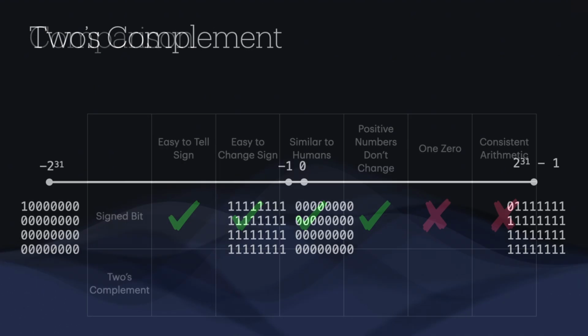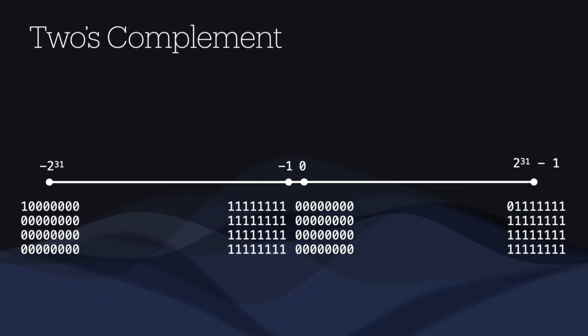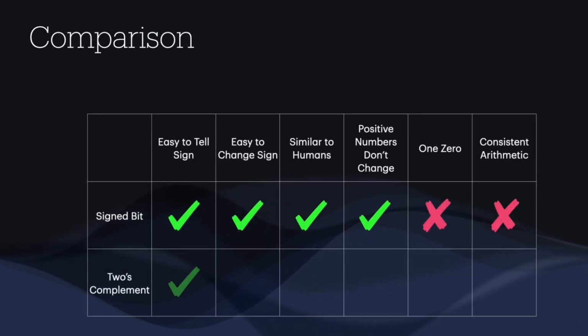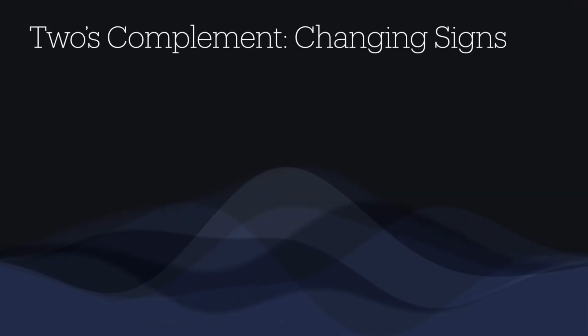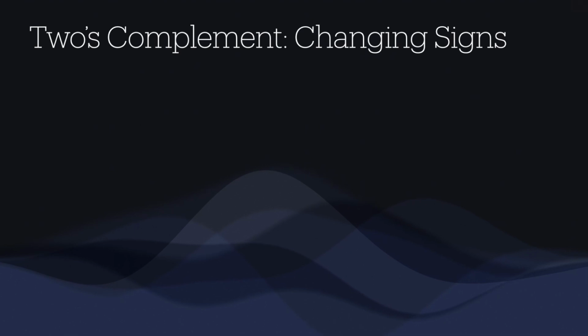The first thing we want to look at is if it's easy to tell the sign of a number. Just like before, all the negative values are going to start with a 1, and all the positive values, including 0, are going to start with 0. It is still easy to tell the sign in 2's complement. It's not as obvious if it's easy to change sign. Let's take a look at how we developed this number system in the first place and see if we can derive a method for changing the sign of numbers.